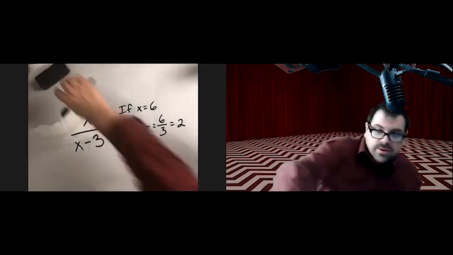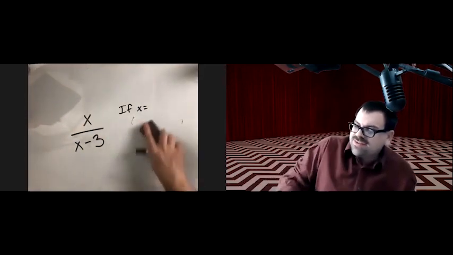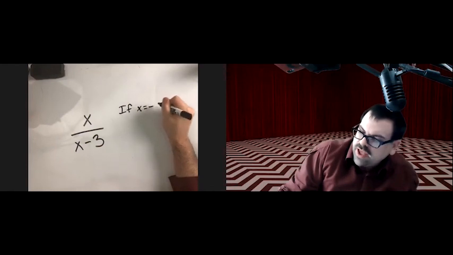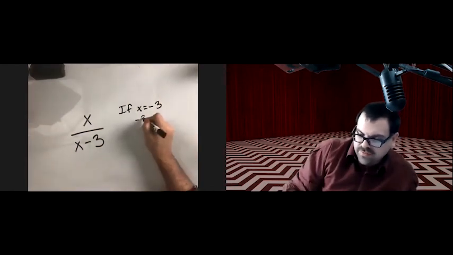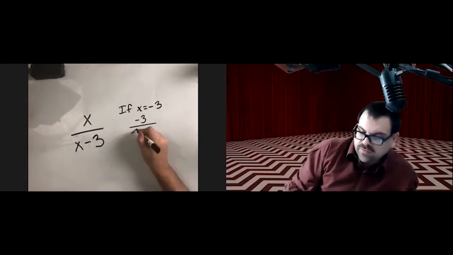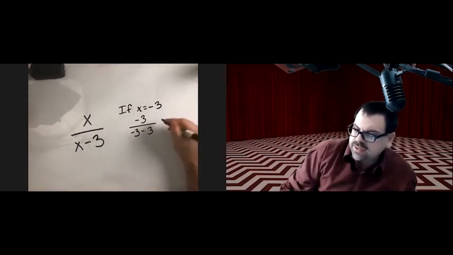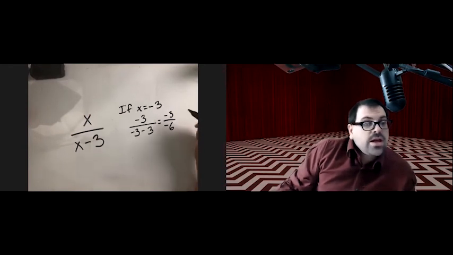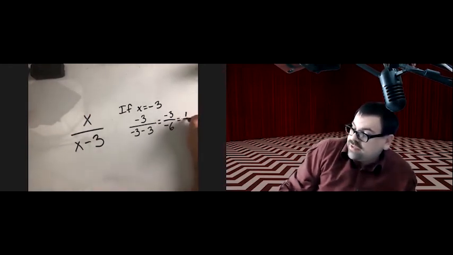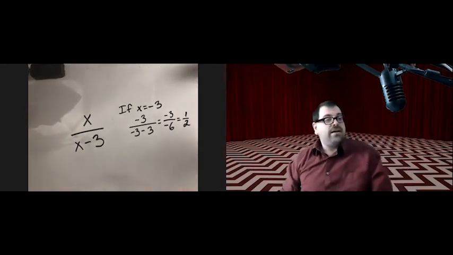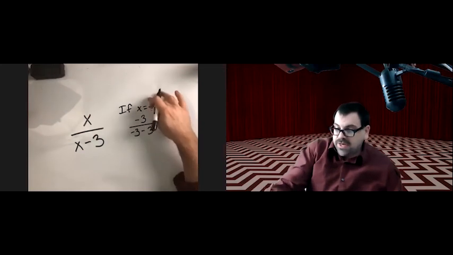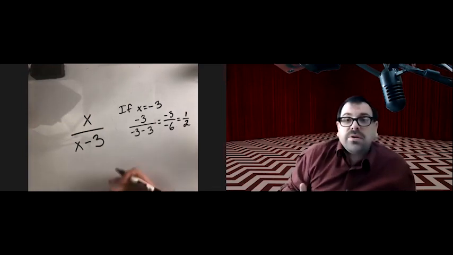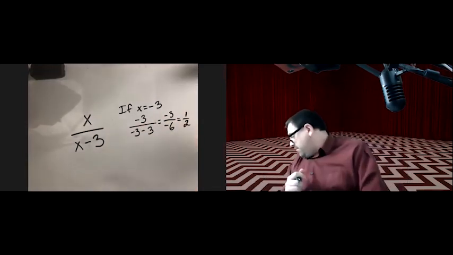What about if x was negative 3? If x was negative 3, we would have negative 3 over, careful with your signs, negative 3 minus 3. This would be negative 3 over negative 6. Negative divided by negative is positive. This is positive 1/2. So if x is negative 3, this expression would have a value of positive 1/2. We found that by plugging negative 3 in for x.